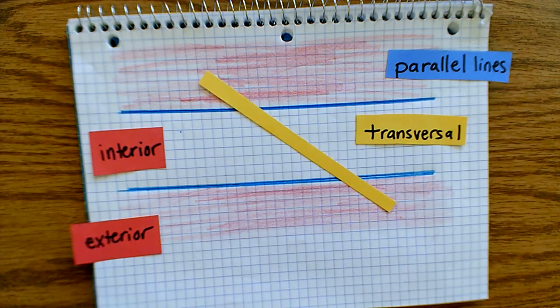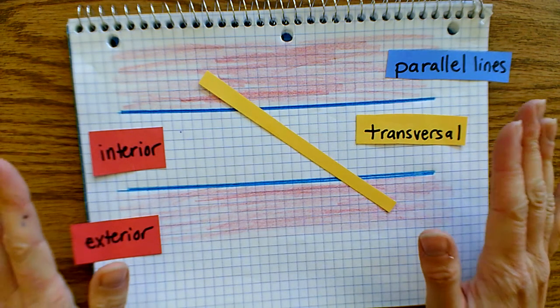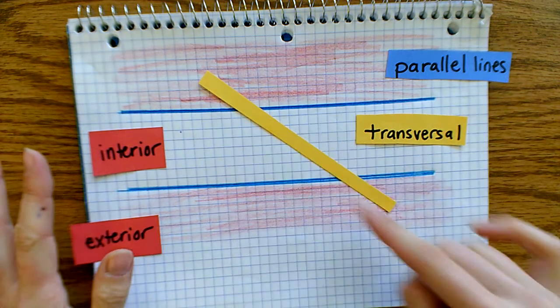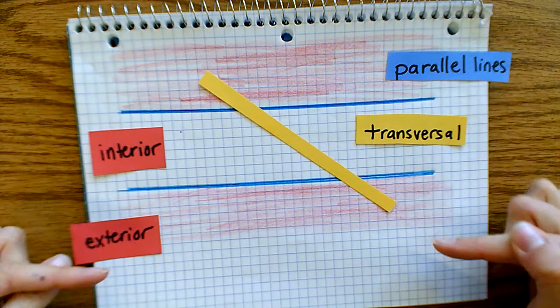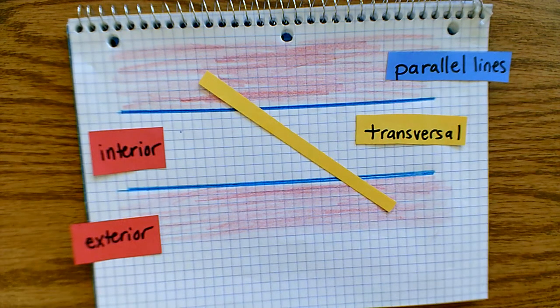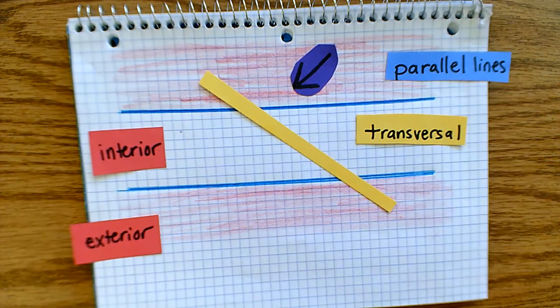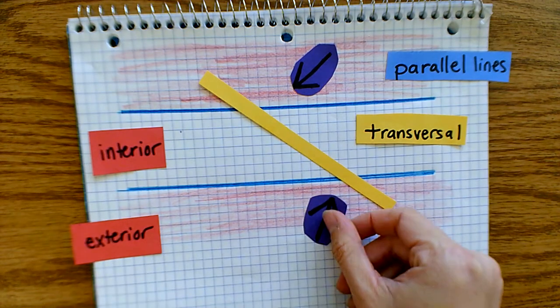Let's get us started. So we are having still, even though we have our transversal here, we're still going to have our interior and our exterior space. So what I'm going to do is I'm going to mark a pair of angles, and I'm going to ask you a series of questions. So I'm going to mark this angle and this angle.